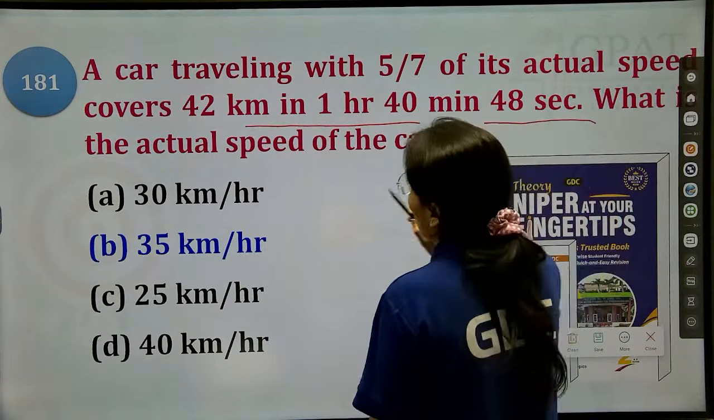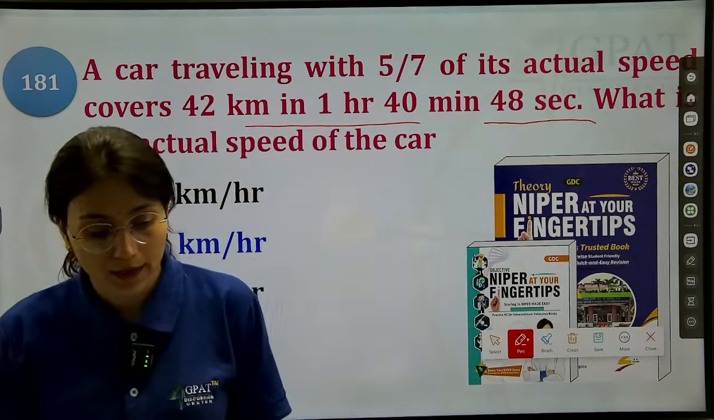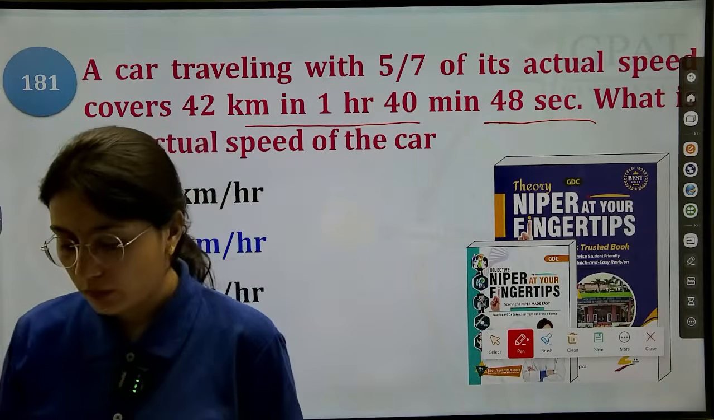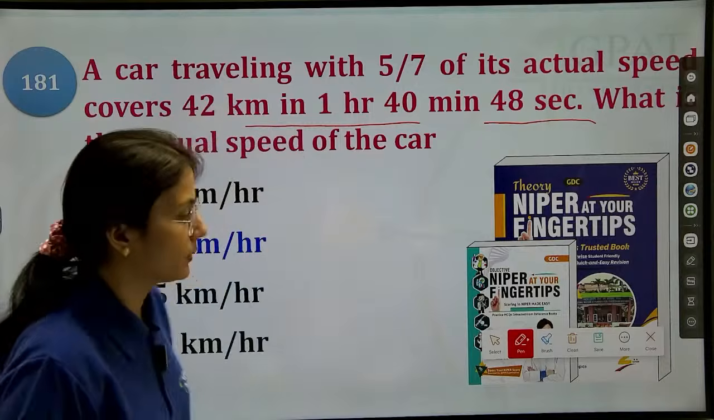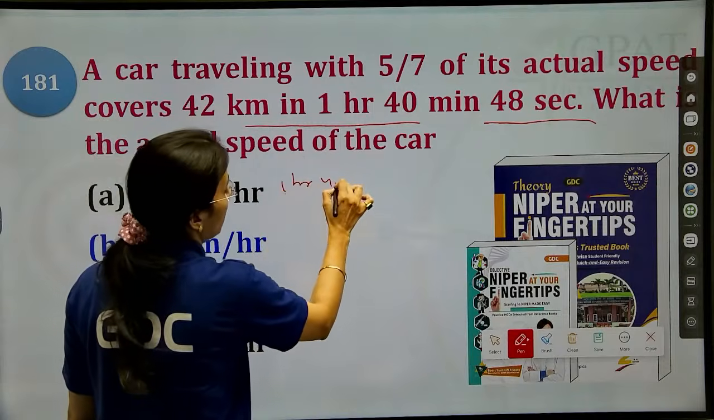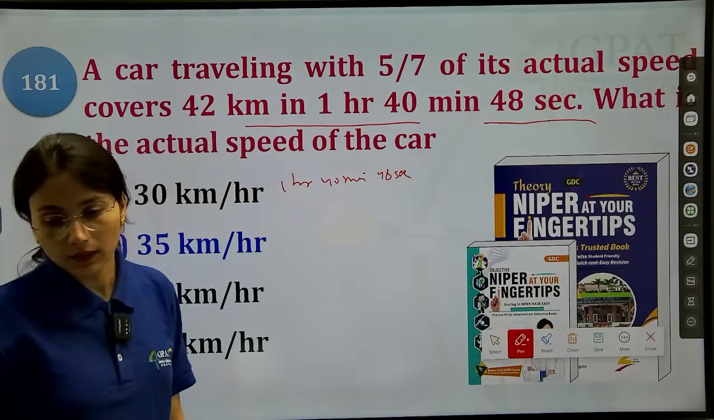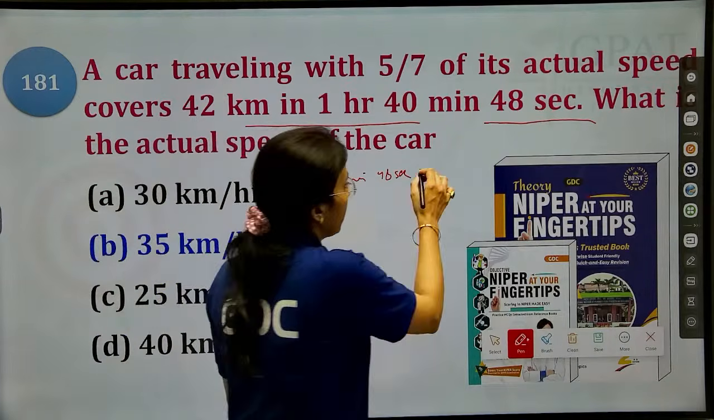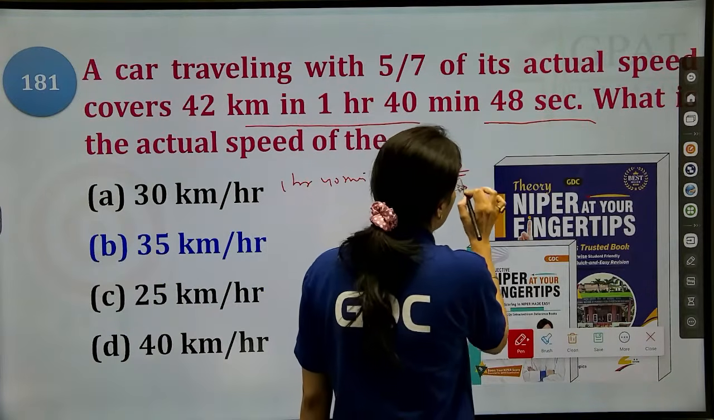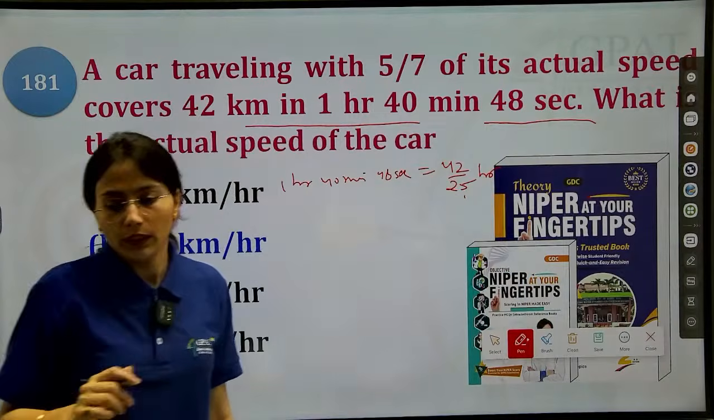Now, a car traveling at 5/7 of its actual speed covers 72 km in 1 hour 40 minutes 48 seconds. What is the actual speed? So we have to find the actual speed. The meaning of 1 hour 40 minutes 48 seconds is 42 upon 25 hours.